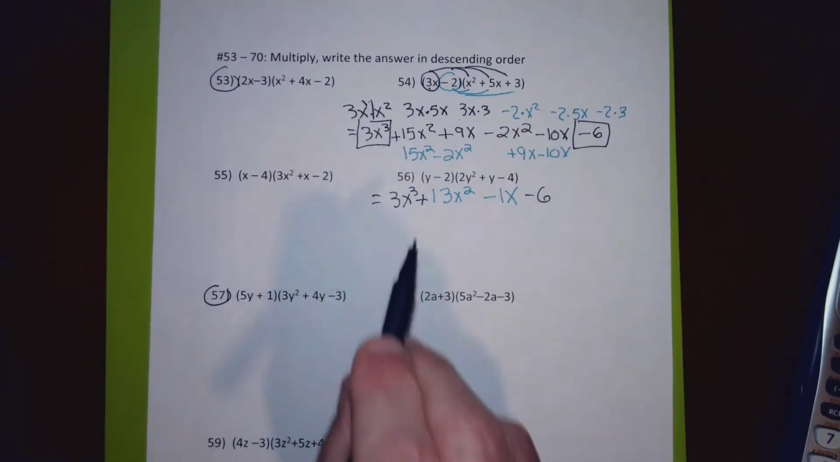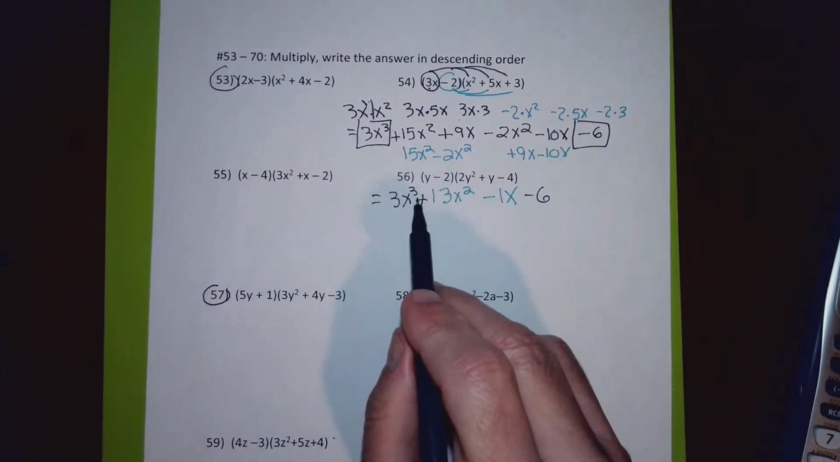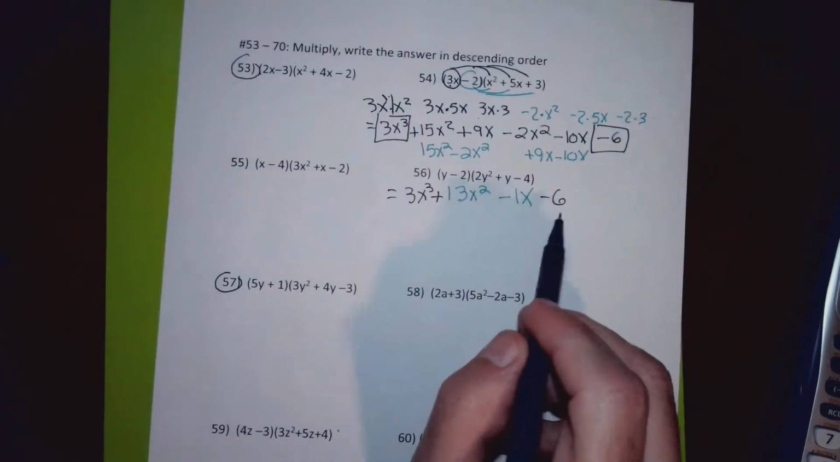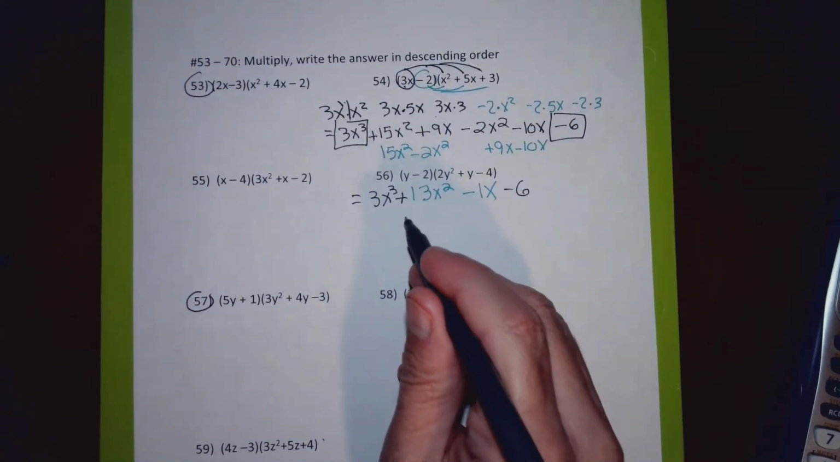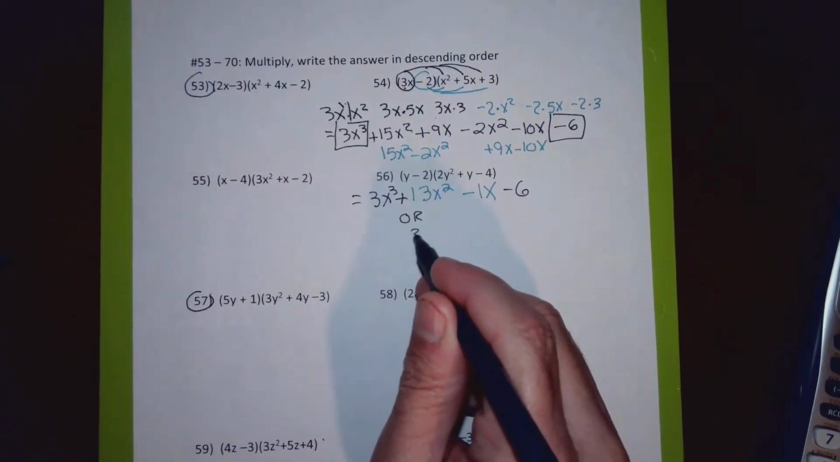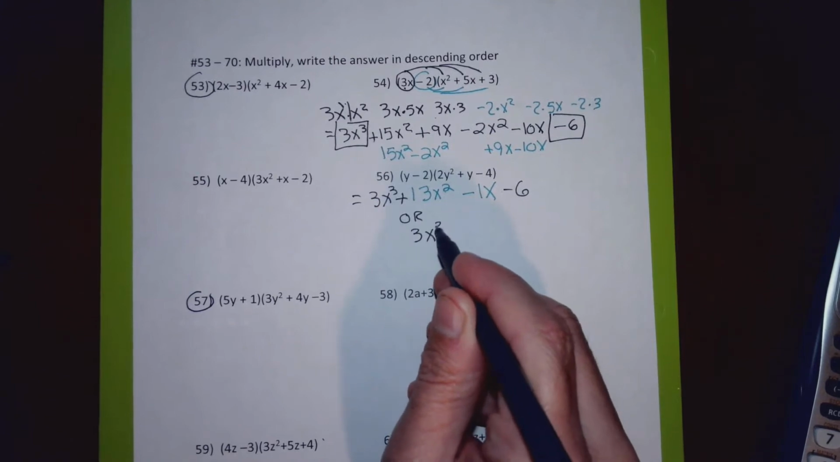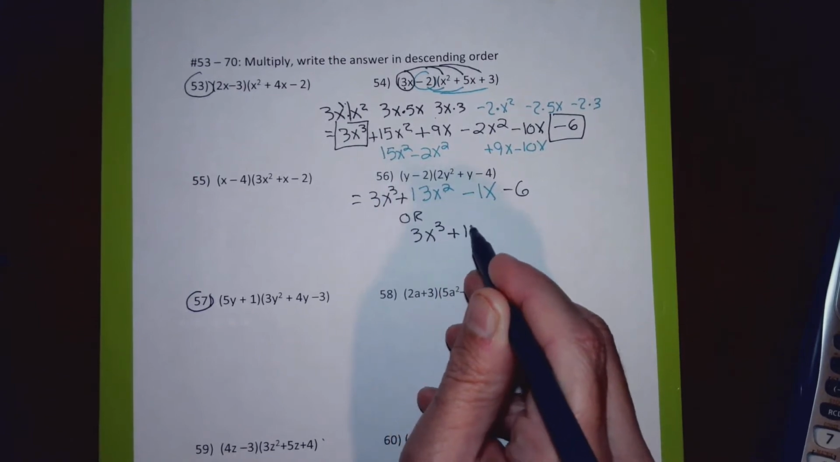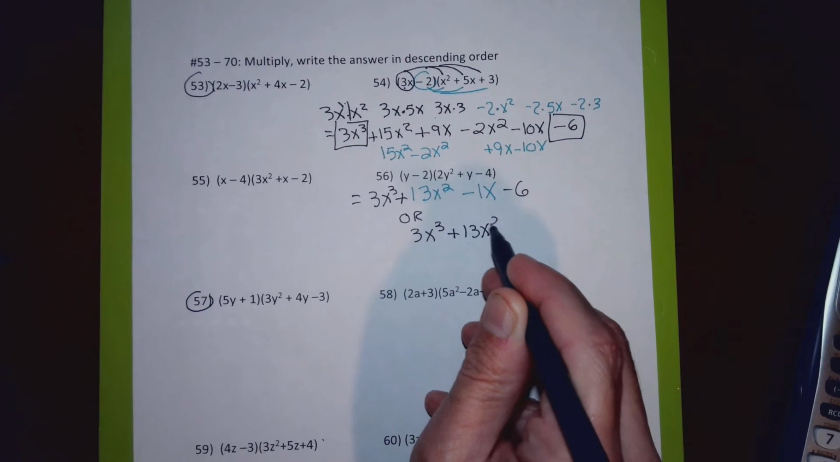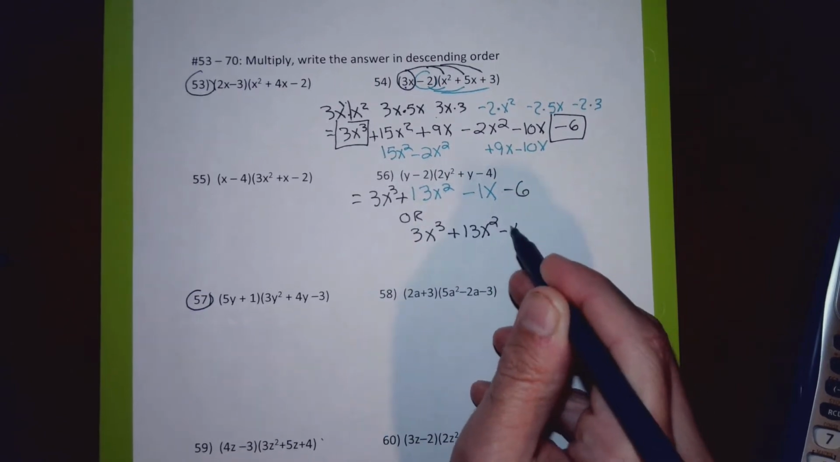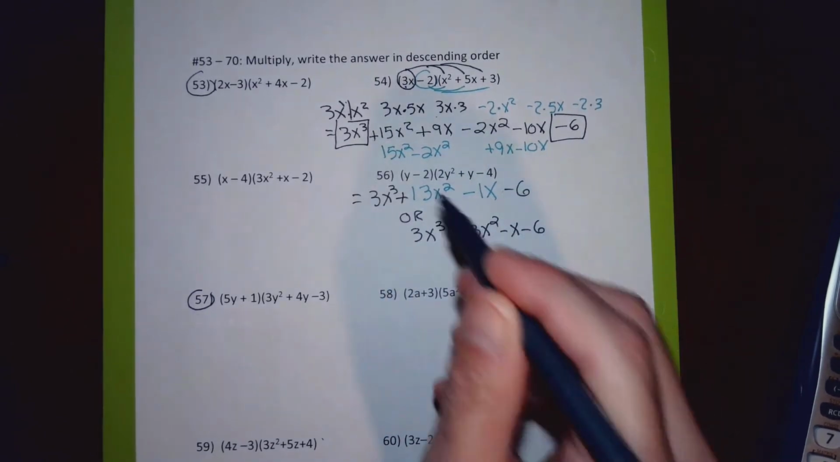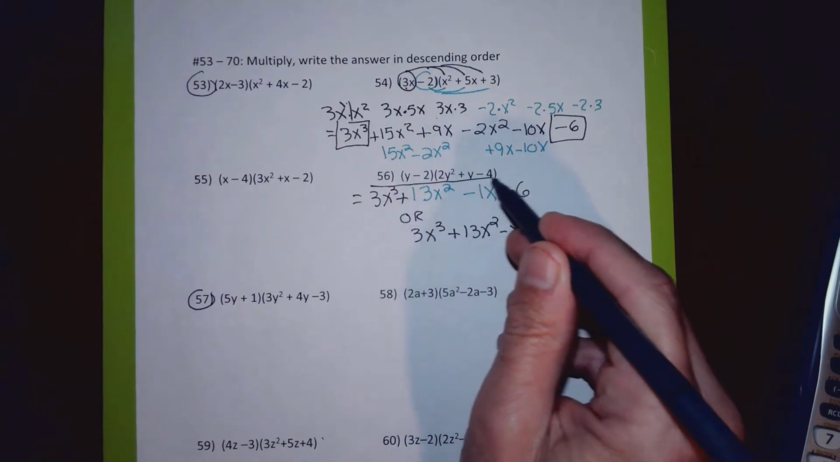For an answer to 56, this would be perfect because it's written with the exponents in descending order, the constant term last. And I took the time to write a negative 1 in front of that x, and that's probably not necessary, but I kind of like it. But these would both be equally good answers for 54.